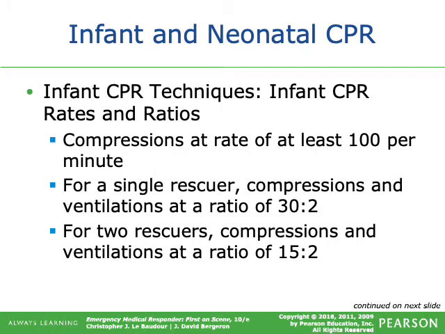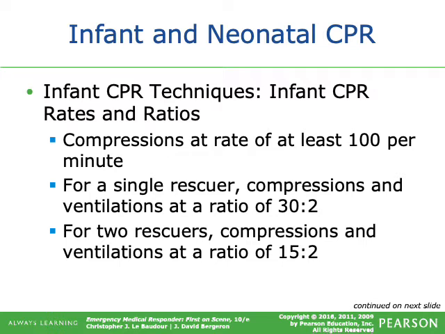Alright, infant CPR techniques. Infant CPR rates and ratios. Compressions need to be at least 100 per minute. This is true for adults, children, and infants or neonates. For a single rescuer, compressions and ventilations are at a ratio of 30 to 2.